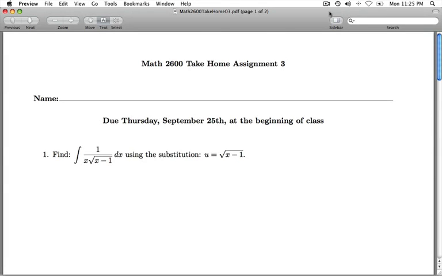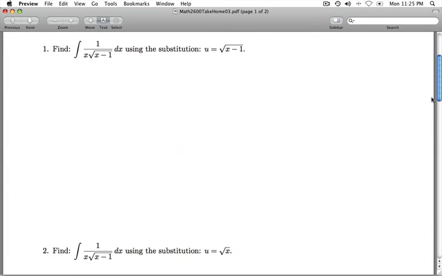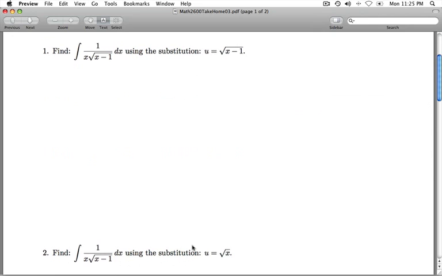Hi folks, this is Calc 2 Take Home 3. We're asked to find an integral using two different u substitutions.